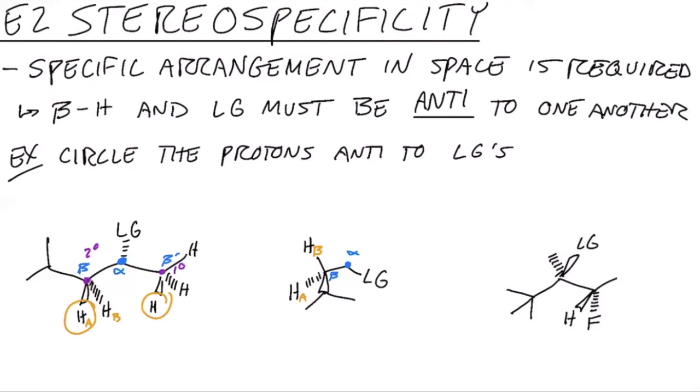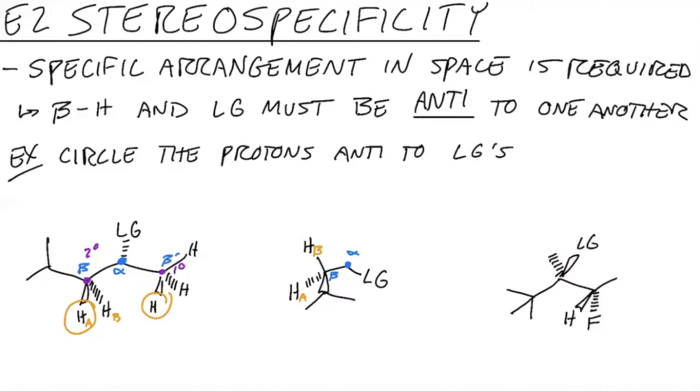Now this one's a little different, isn't it? Because from what we've seen mostly so far, we have a leaving group, and I'll often put that leaving group at a wedged or dashed position to show where it is in space. But I didn't do that here. This leaving group has just a plain straight bond. It's in the plane of the page or the screen.